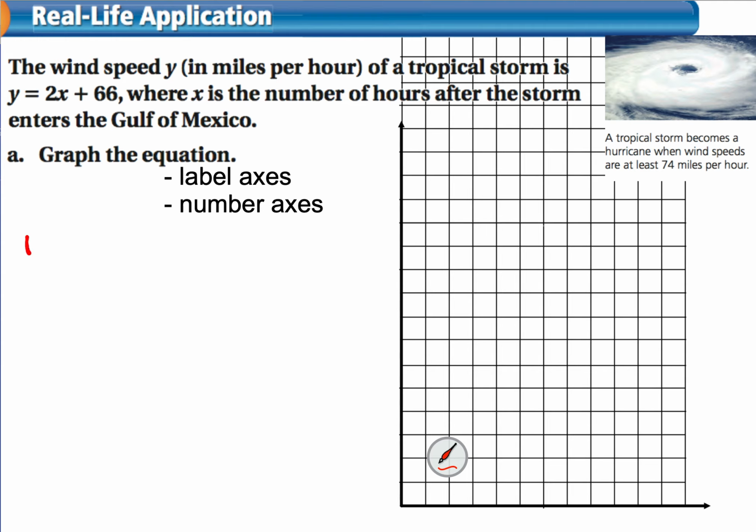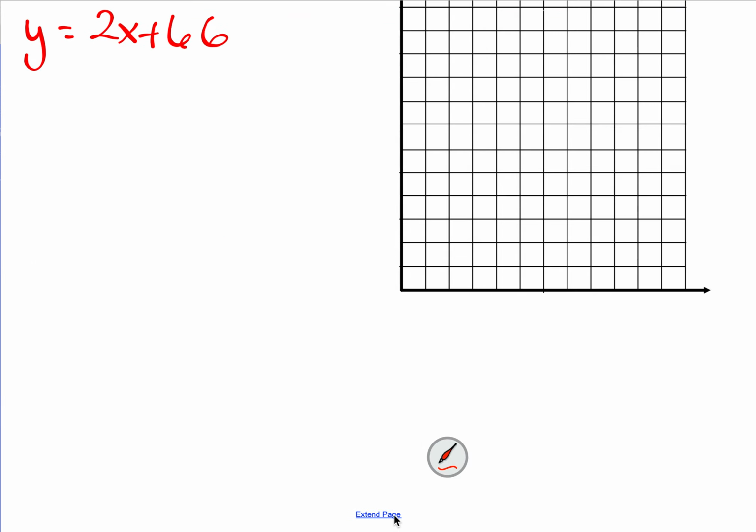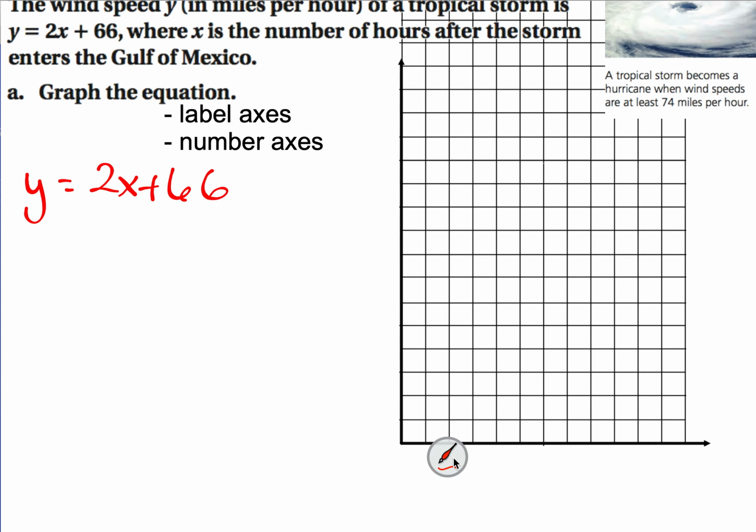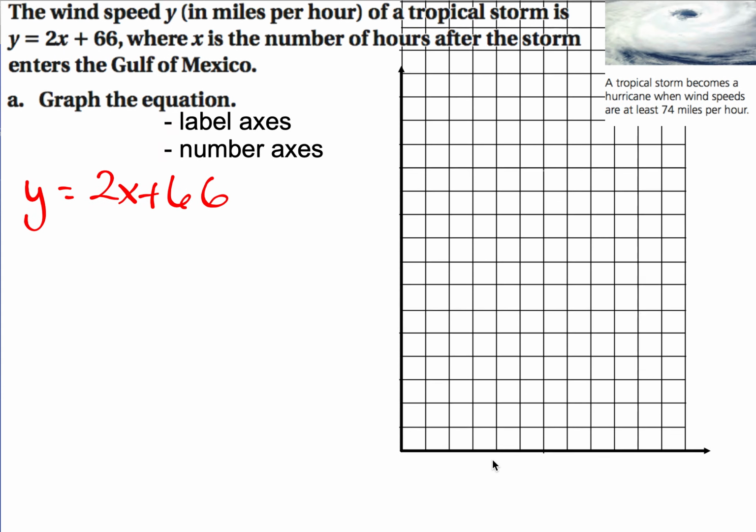Okay, the wind speed y in miles per hour of a tropical storm is y equals 2x plus 66, where x is the number of hours after the storm enters the Gulf of Mexico. Graph the equation. All right, in order to graph this, let's just extend it down a little bit.